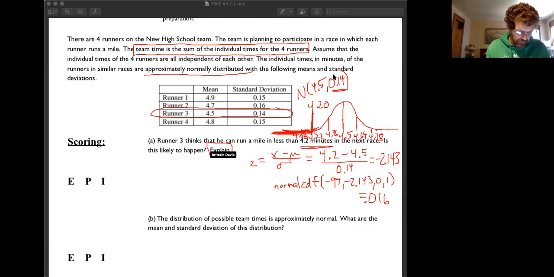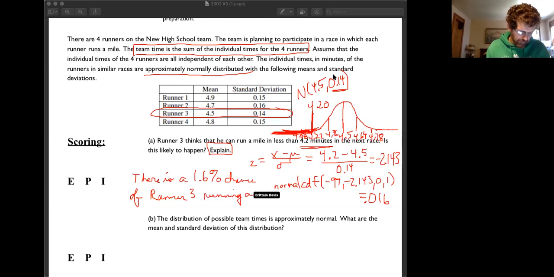So the written explanation just needs to be kind of put it back into context. The work kind of did a lot of the explanation for us. So we can say right here, there is a 1.6% chance of runner 3 running a mile in 4.2 minutes or less.